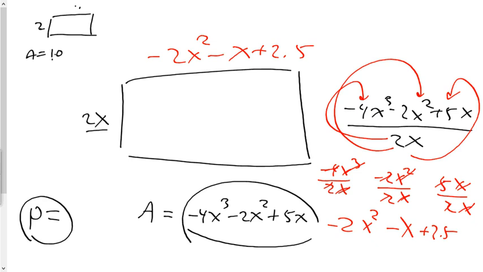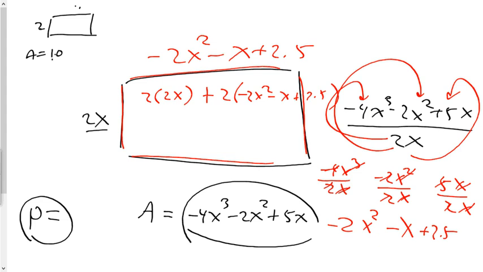And now that we have it, we can solve the perimeter. Perimeter of a rectangle is made up of two lengths, or in this case, two x's, and two of these, or 2 negative 2x squared minus x plus 2.5. That would be 4x plus negative 4x squared minus 2x plus 5.